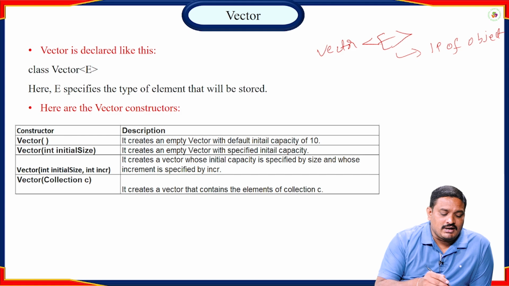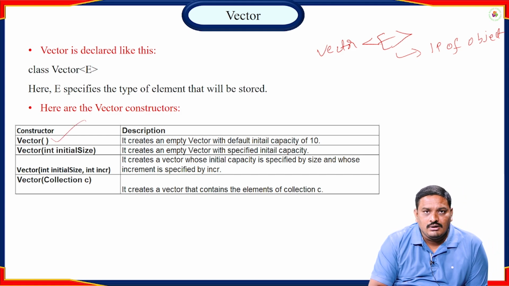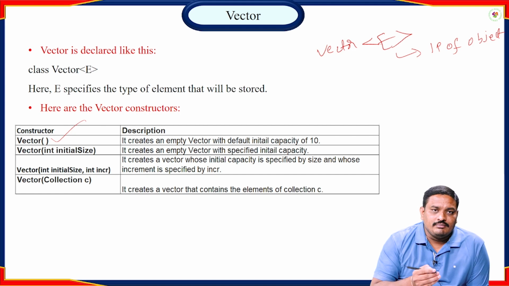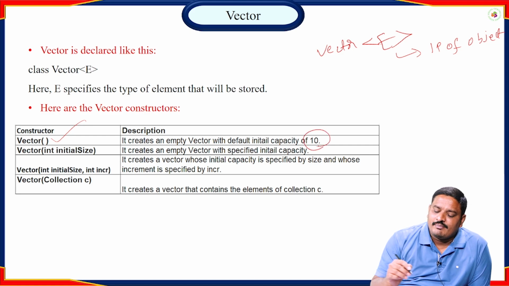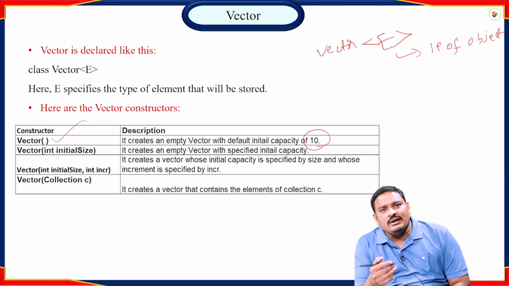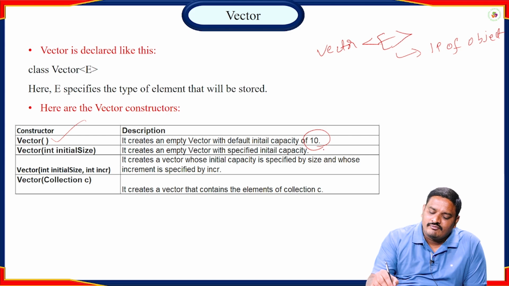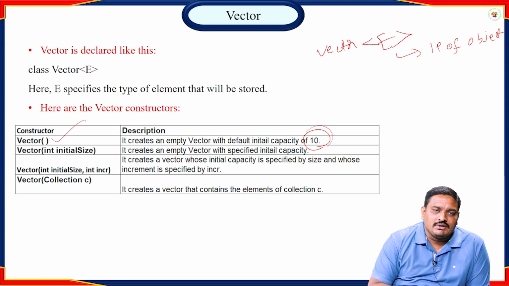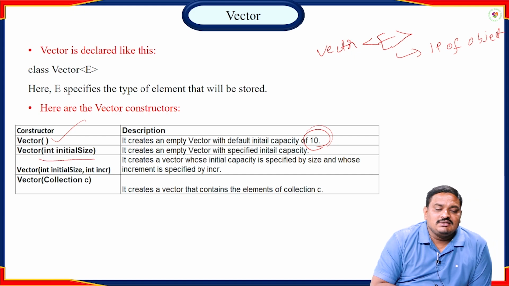See them one by one. The Vector with the 0 parameter. What is the meaning of Vector with the 0 parameter? It creates an empty vector with an initial capacity of 10. In an ArrayList, the default size is 10. If you are not assigning any size, it will be treated as the default size of 10.